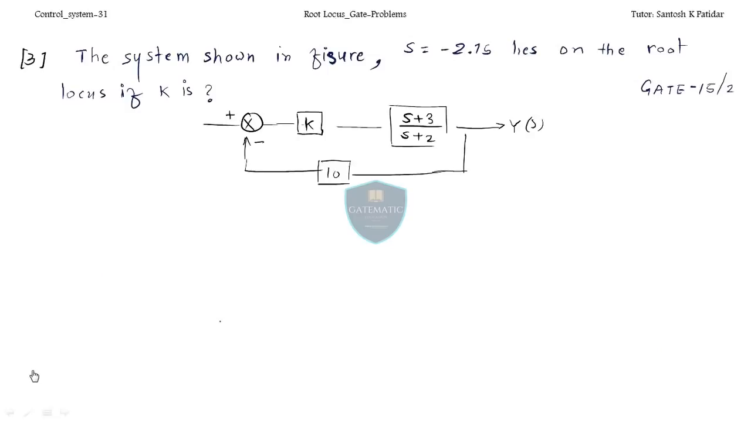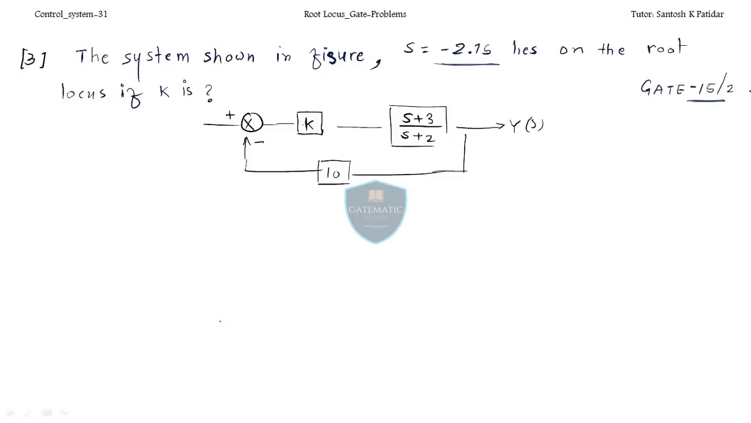So in lecture number 30, we started the GATE problems. Last time we saw two problems. This is the third one, and the question is: the system shown in the figure, the point s = -2.75 lies on the root locus if k is... This is a 2015 2-marks problem.